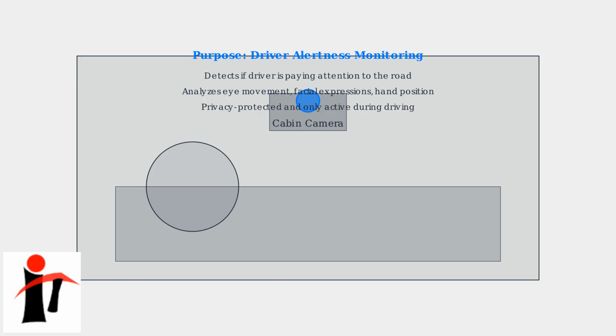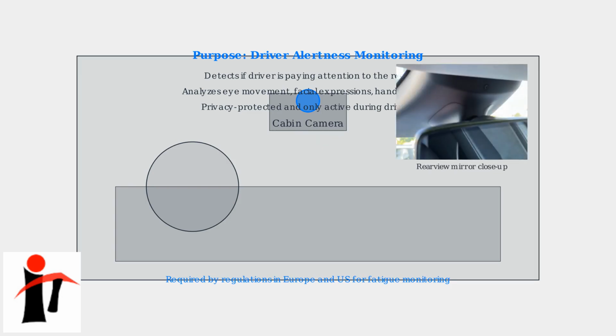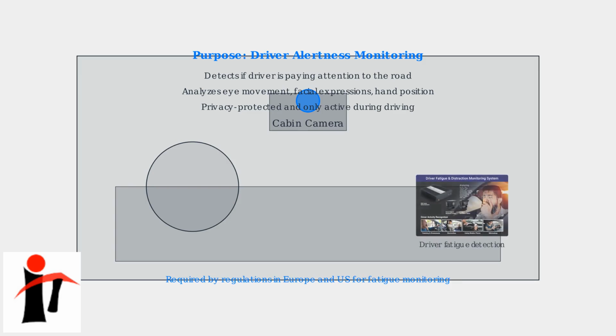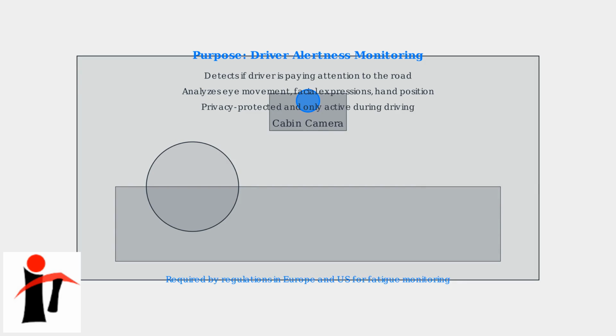Privacy is a top priority with this camera. It is designed to be privacy protected and only activates during actual driving conditions. In both Europe and the United States, regulations now mandate these cabin cameras for driver fatigue monitoring to enhance vehicle safety. Here's a close-up view of how the cabin camera appears in a Tesla vehicle, typically mounted near the rearview mirror. This flowchart illustrates the alertness monitoring system, showing how camera inputs are processed to detect driver fatigue and trigger appropriate alerts. The system can recognize various driver states, including drowsiness indicators like yawning or microsleep, helping prevent potential accidents.